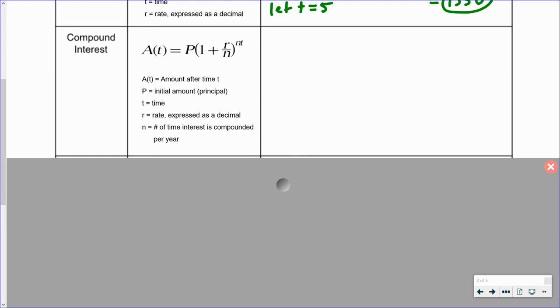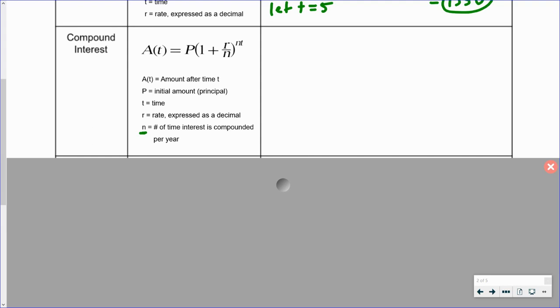There is a new variable that we have to take into account that's different from the previous example. So let's discuss what the variables represent first. A of t is the amount after time t, same as simple interest. P is the principal amount, same as simple. T is the time. R is the rate, again expressed as a decimal, but now we have a new variable, which is n, and that's the number of times interest is compounded per year.